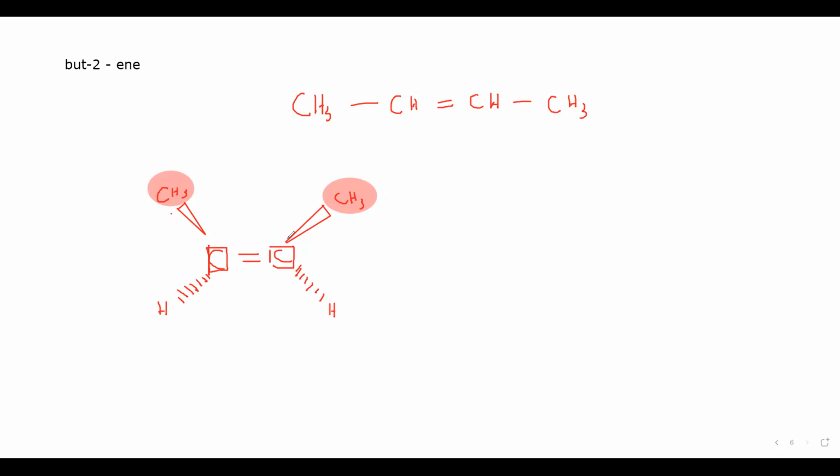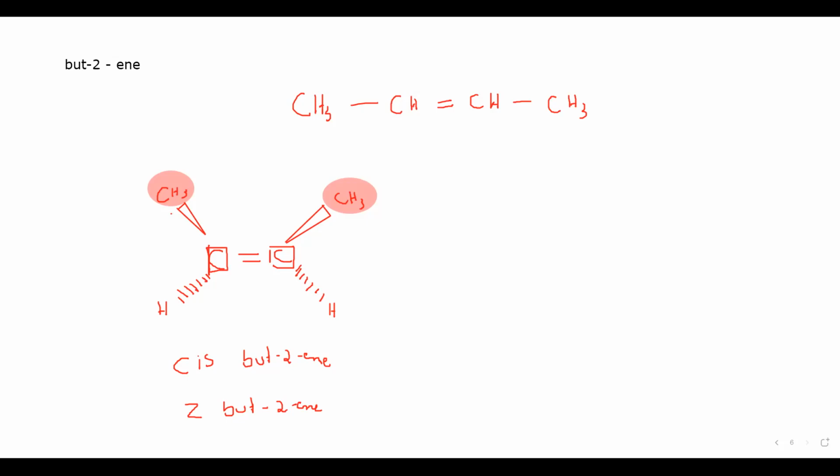So both heavy groups are on the same side. So what do we call it? When heavy groups are on the same side, we say it is cis butene. Or we can also say it is Z butene. So what is the meaning of cis or Z? It means they're on the same side. The heavy groups are on the same side.